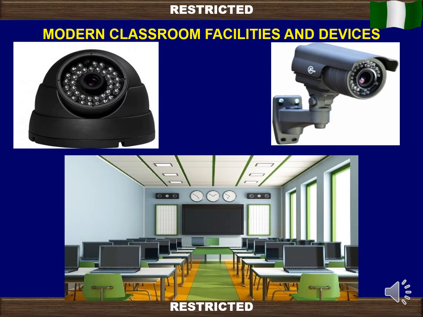Modern classroom facilities and devices. Examples of such devices are CCTV cameras, a well-furnished computer lab, or ICT lab. You can see the ICT lab. We have computers there, the floor is tiled, the projectors, smart board. All these facilitate effective teaching and learning. So we must ensure we adopt them in our various schools so that children can learn at their own pace.